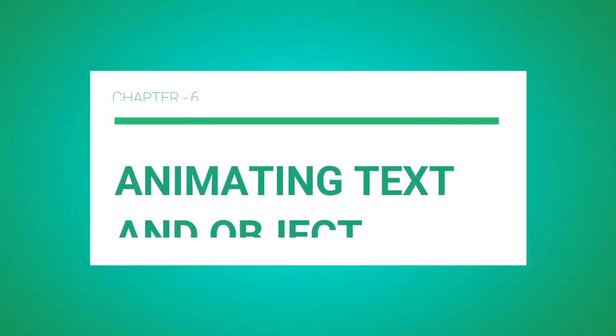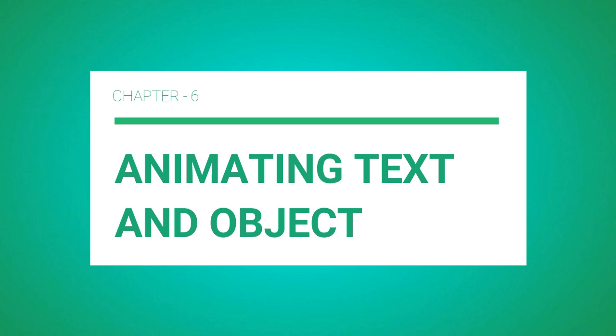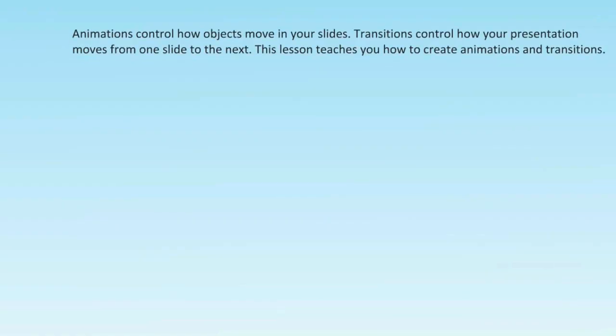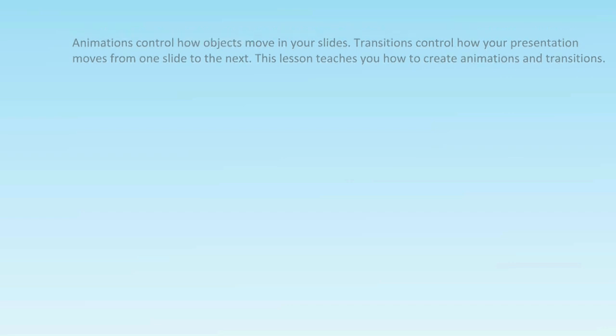Today we will start with chapter 6, which is animating text and objects. So let's start. Animations control how objects move in your slide. Transitions control how your presentation moves from one slide to the next. This lesson will teach you how to create animations and transitions.